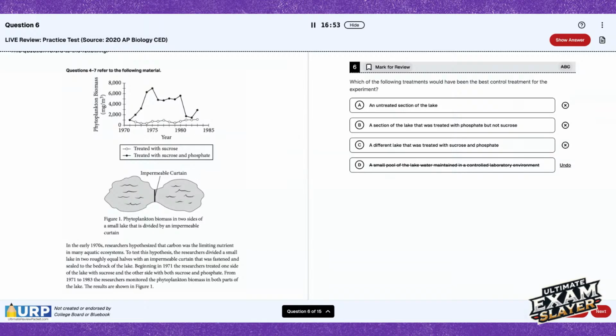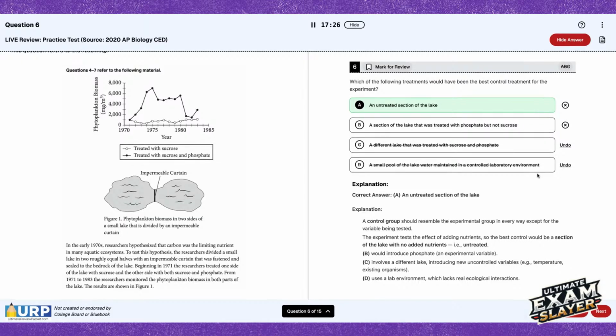If we look at a different lake, that's probably not going to work either because we want to use the type of lake as a constant. Be careful. Constants and controls are not the same thing. Constants are what you keep consistent from experimental group to experimental group, like you would want to use the same species of phytoplankton in this example. That would be a constant. A control is a group that you use for comparative data. So A is a really good choice. Let's check and show our answer. And A is what we see as our response.